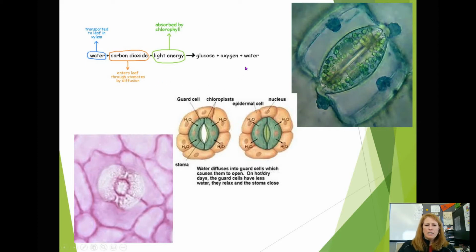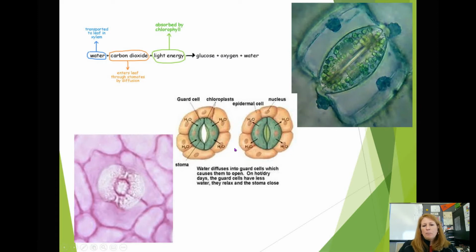And I touched on the guard cells and the stomata, the opening and closing, allowing those gases to go in and out. So again, make sure you know what these images look like, and you can identify if it's open or closed. What really happens is, through osmosis, we have water either coming in or going out of these guard cells on each side of this opening or pore.